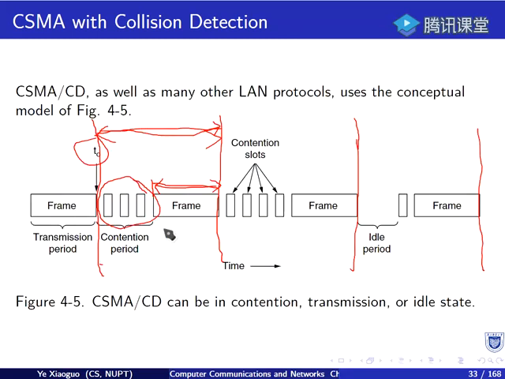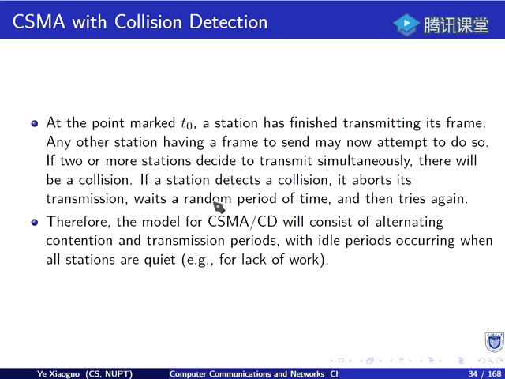Therefore, in this model, the T0 contention period has several contention slots, followed by a successful frame transmission. Therefore, the model for CSMA/CD will consist of alternating contention and transmission periods, with idle periods occurring when all stations are quiet.